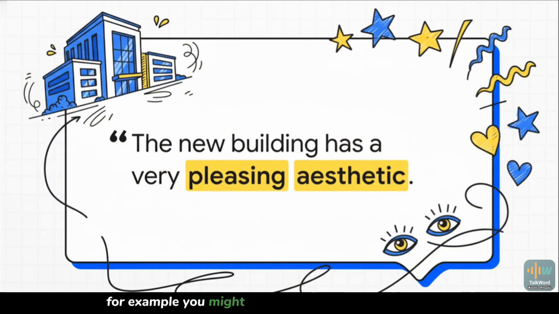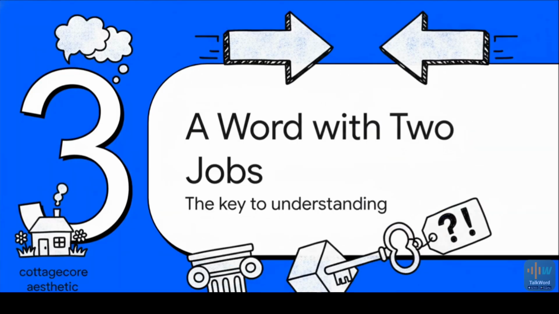For example, you might hear an architect say something like, "The new building has a very pleasing aesthetic." Now pay attention to how the word is working here. It isn't the style itself. It's describing the qualities of the building that relate to beauty. It's doing its job as a classic, old-school describing word. Okay, so it's an adjective, got it. But wait a minute, that doesn't really explain "my aesthetic is cottage core," does it?